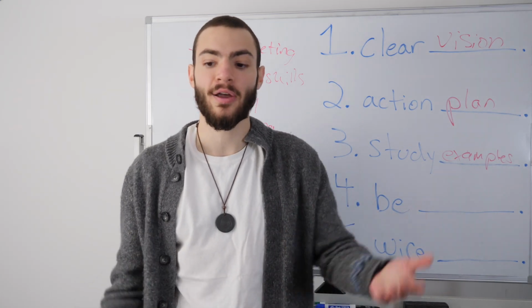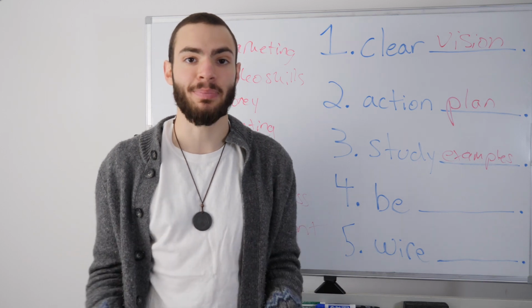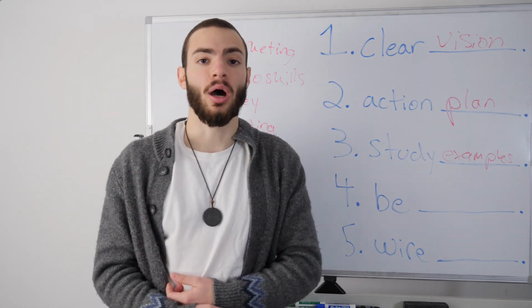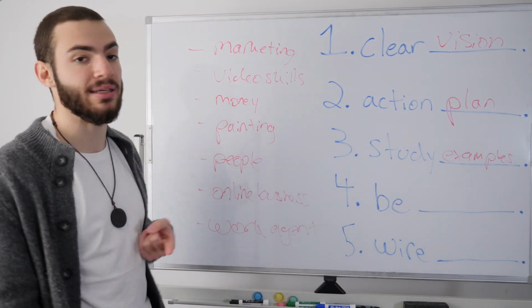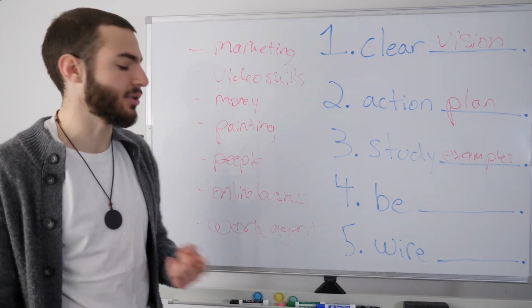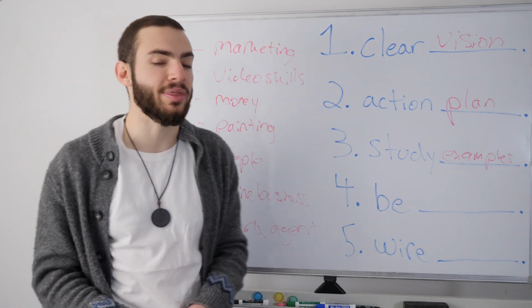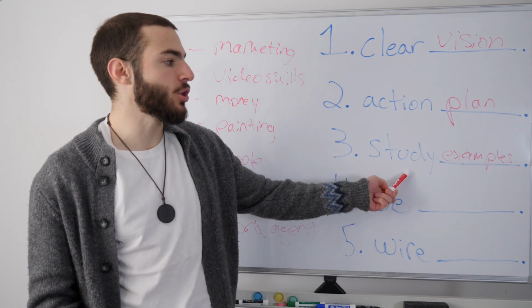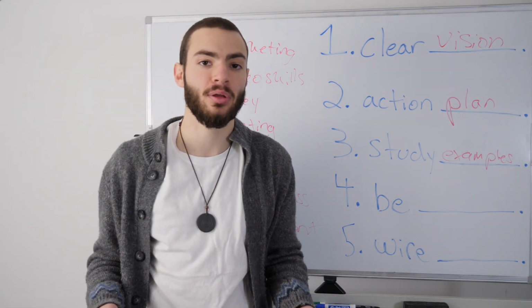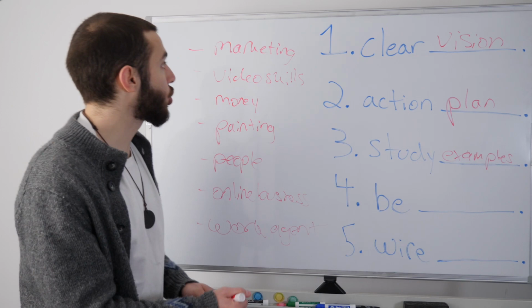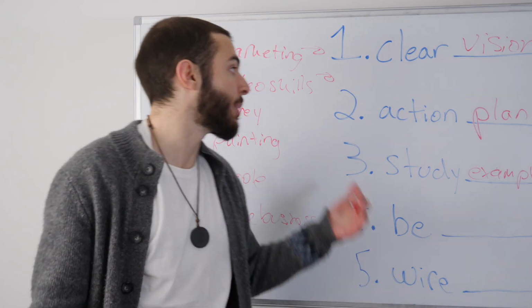If you stay consistent, if you keep playing the game, if you keep investing in your skills on a daily basis, then next thing you know, you're gonna be very competent in marketing, video skills, money management, painting, people skills, online business skills, working with agents. All of a sudden, you're going to be very competent with that. And also, think about, okay, when you're studying examples, ask yourself, where can I learn this information from? What books are available? So go out, buy a book about marketing. Go buy a book about video skills. Maybe there's online courses about video skills.